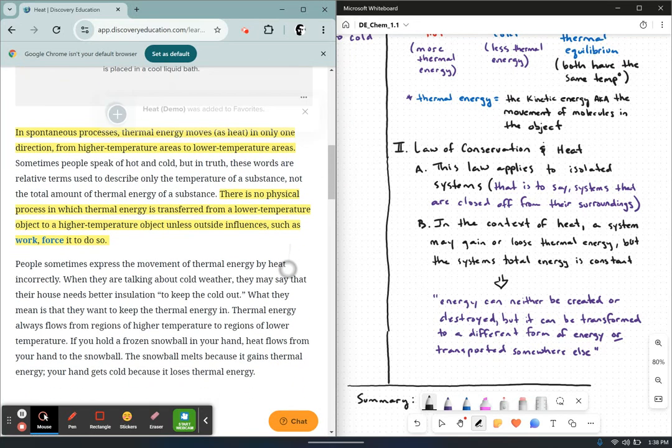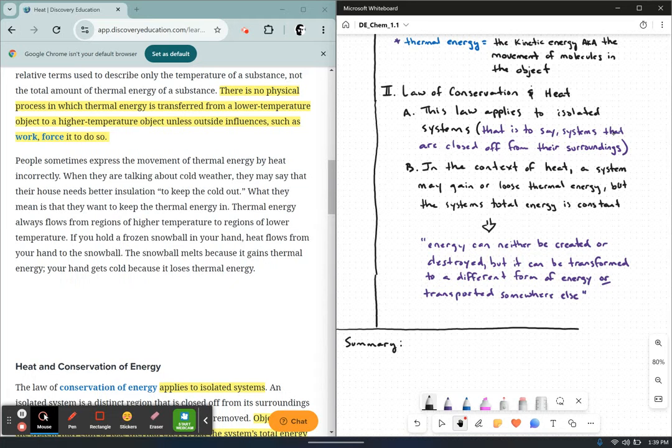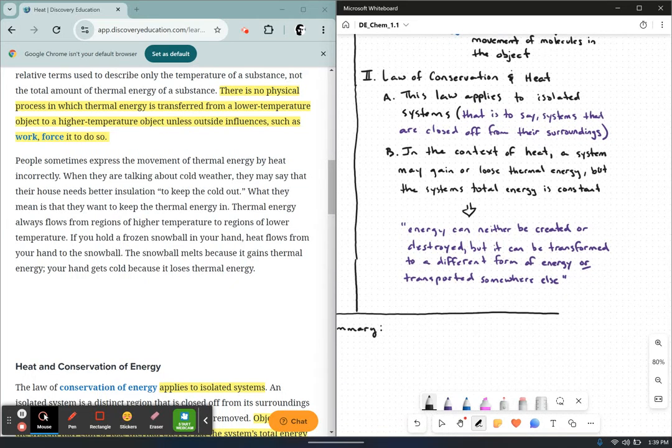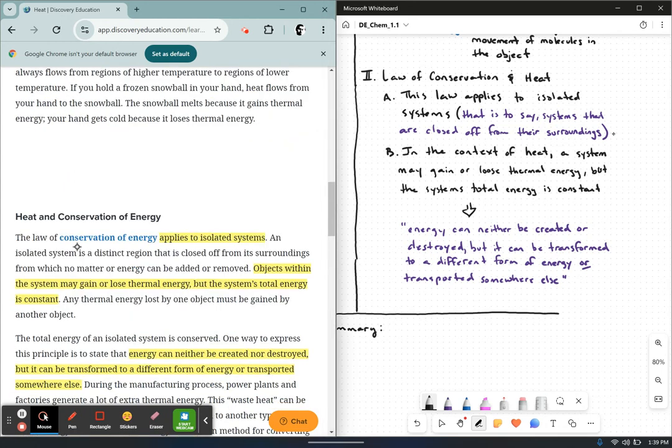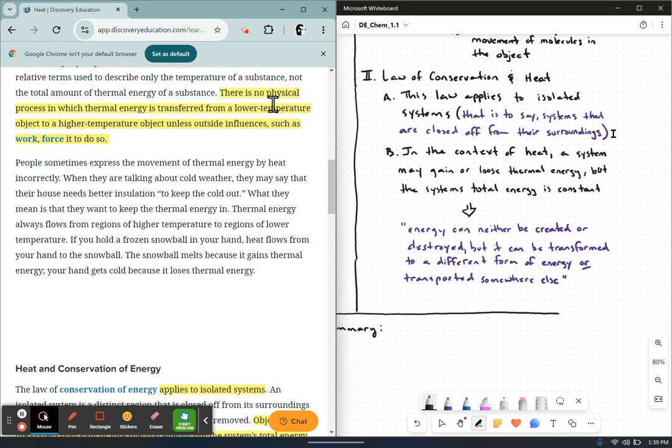If we continue moving down here, they talk about the spontaneous process. We discussed that. Roman numeral 2, we're going to talk about the law of conservation and heat. I just want to make a note before we jump into this law of conservation. Let's come back to this paragraph and take a look at this highlight. There is no physical process in which thermal energy is transferred from a lower temperature object to a higher temperature object unless outside influences such as work or force it to do so. So could you make energy flow from a low temperature object to a high? You could, but that would not be spontaneous. That would not happen naturally on its own. It would require us to put some kind of additional force to make this happen.